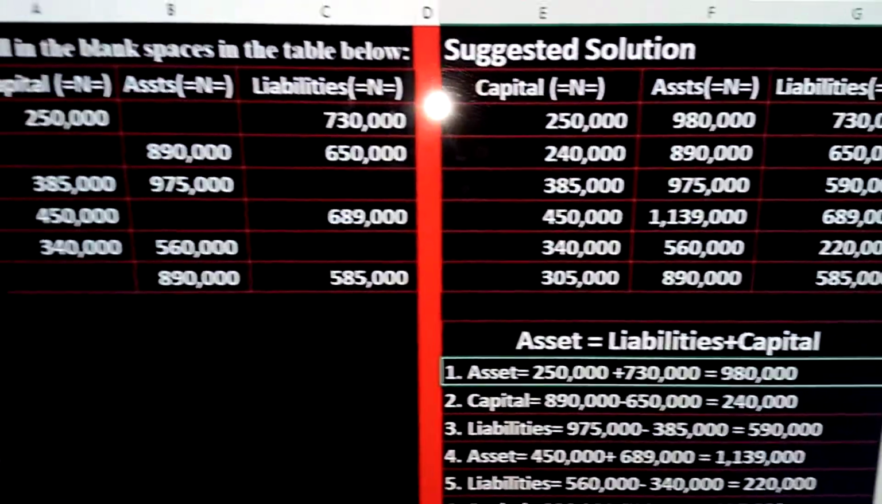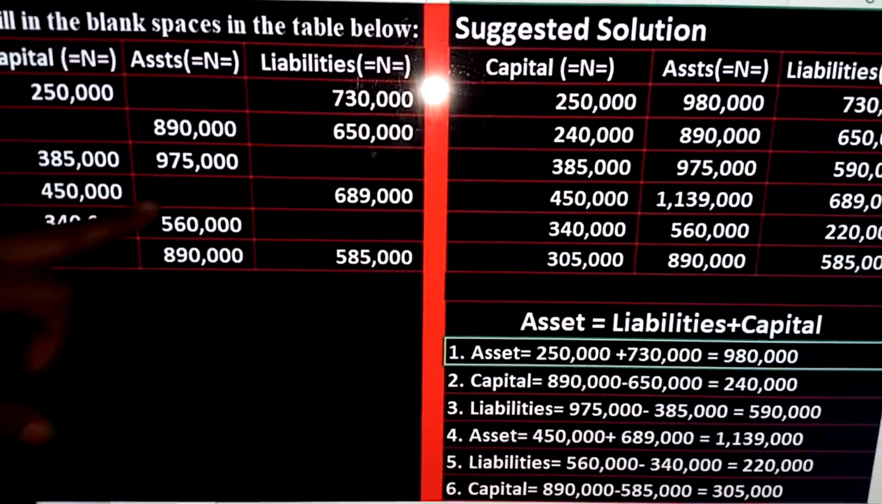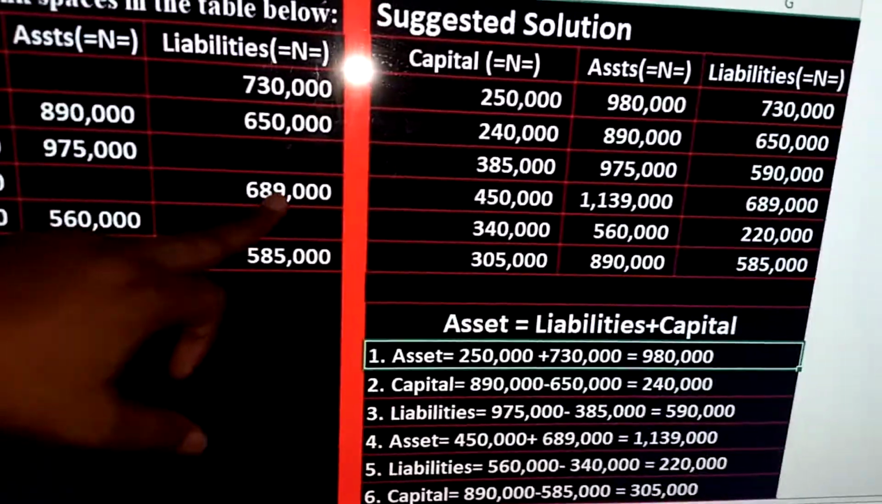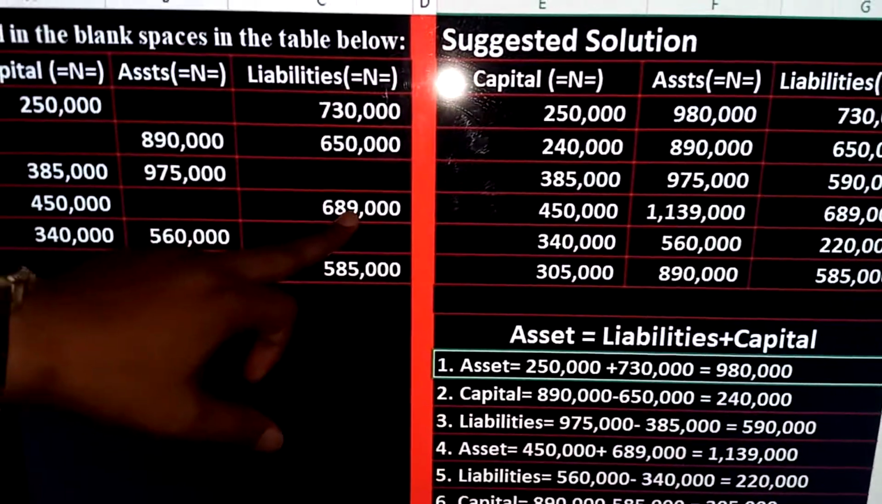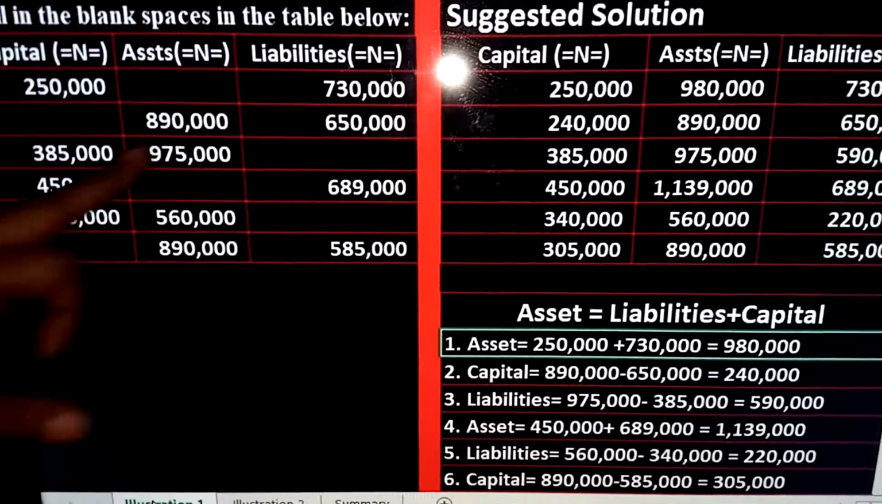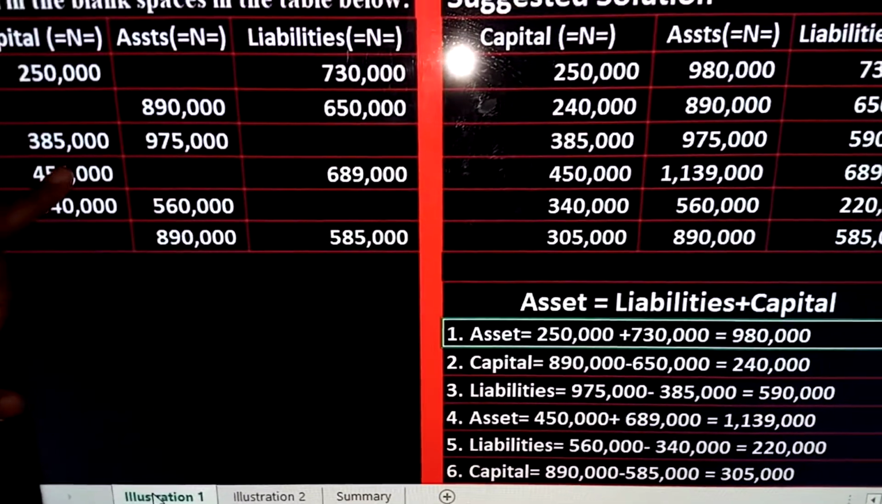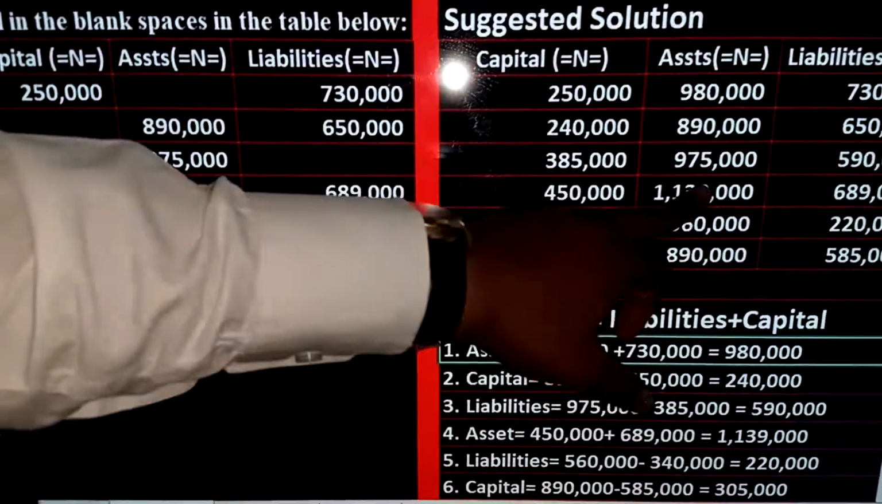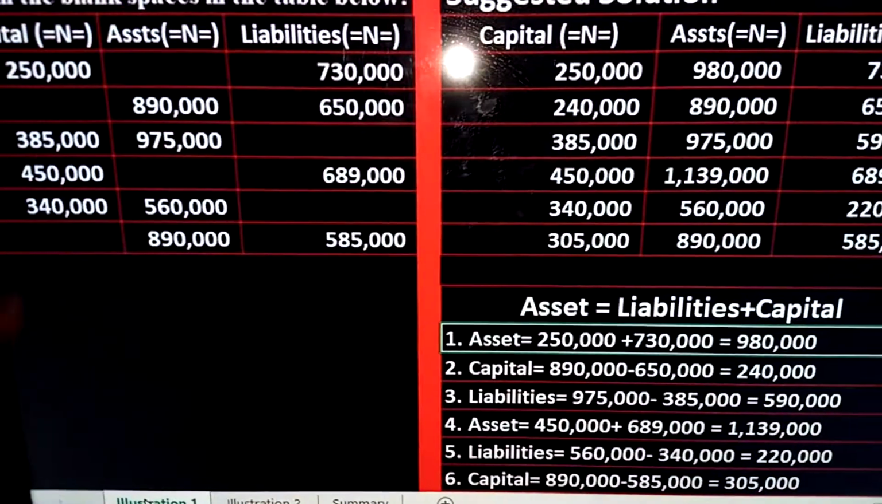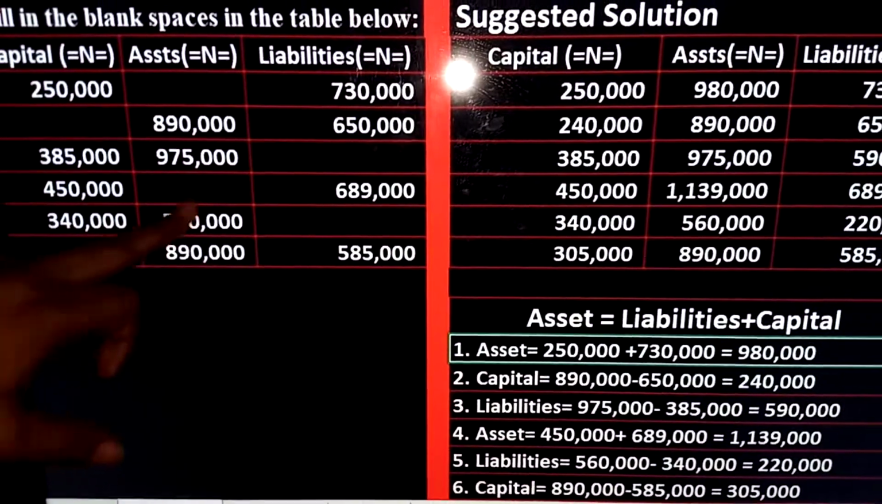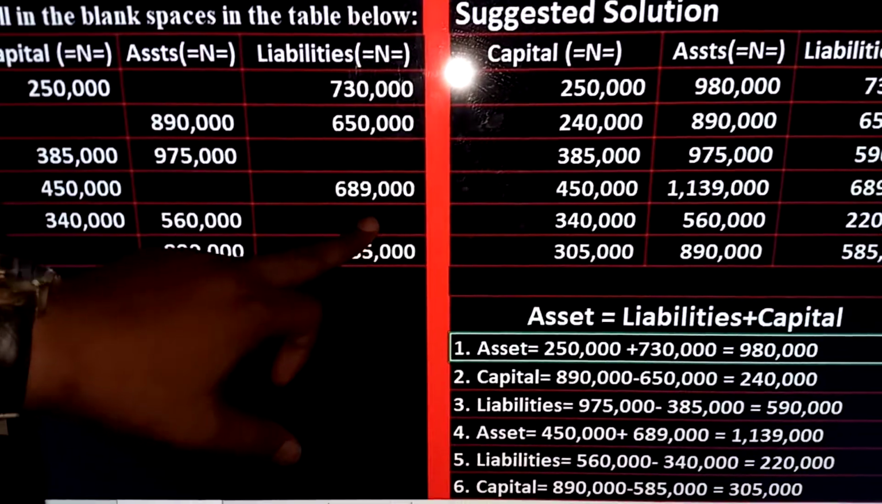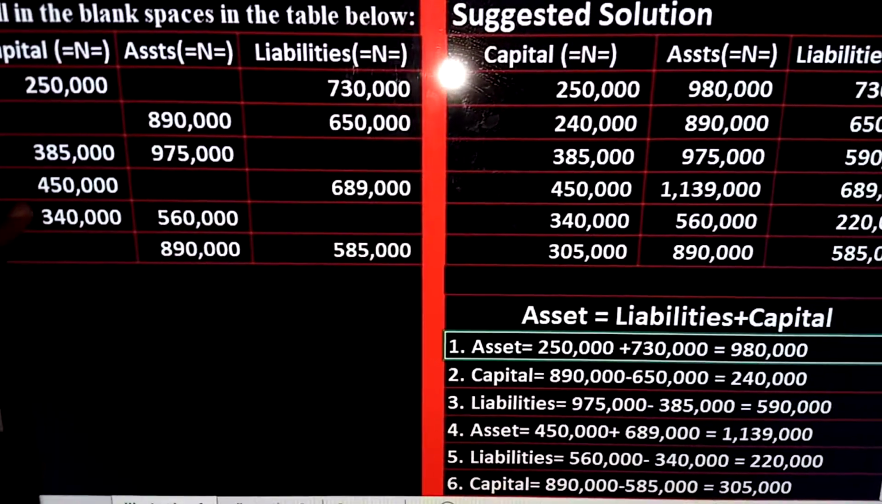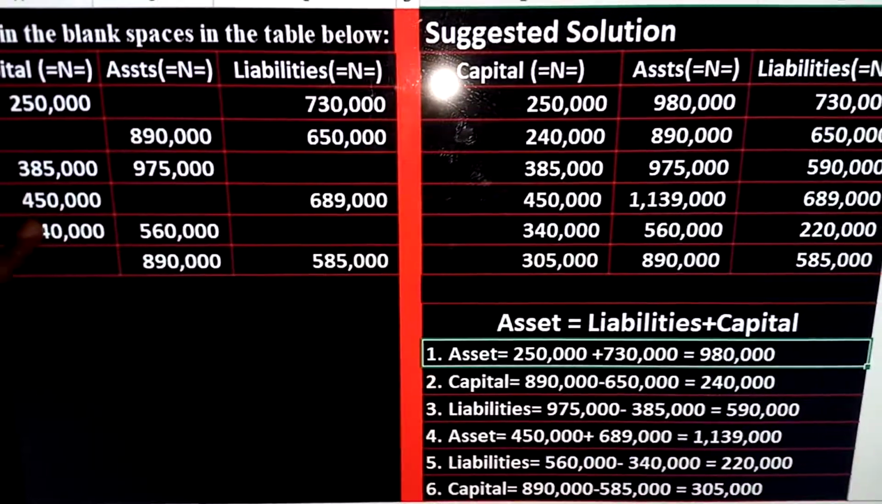The next one says capital 450. Asset, we don't have it. Liability, we have it. So we already know the formula. Asset is what? Liabilities plus capital. So 689 plus 450 gives us 1,139,000. The next one, we have capital, we have asset, we don't have liability. We already know the formula that liability is what? Asset minus capital. So 560 minus 340 gives us 220,000.